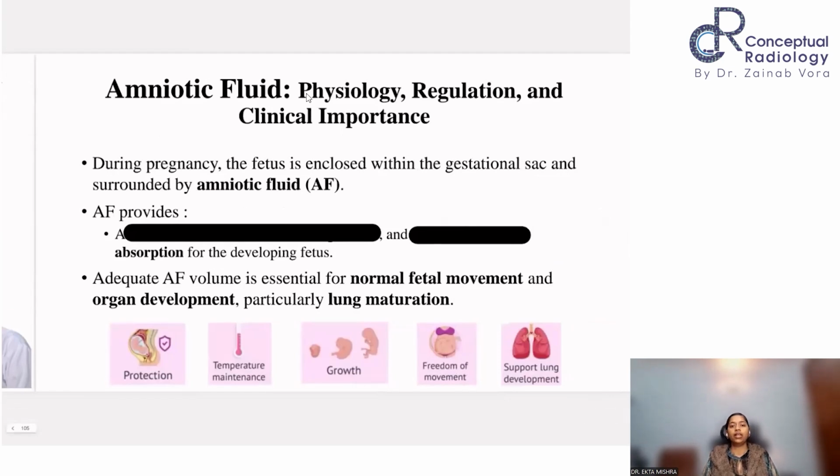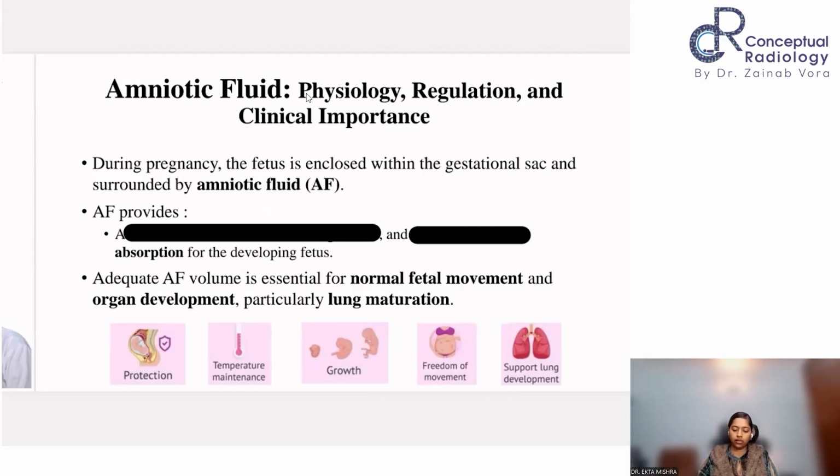So starting with the physiology. During pregnancy, the fetus is enclosed in the sac with surrounding amniotic fluid. So what is the role of amniotic fluid? The first and foremost, why do you think nature has created this fluid concept around the baby? Why is the baby floating always?